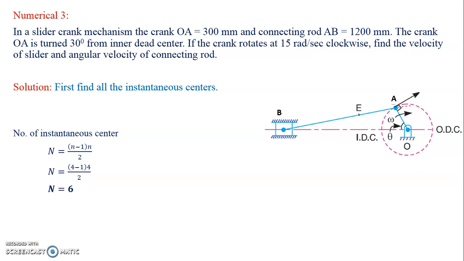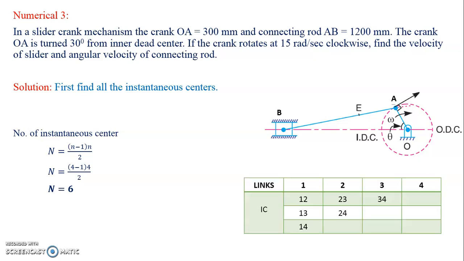Once you get the number of instantaneous centers, make a list of all of them. That is how you write the number of links 1, 2, 3, 4, and then starting from 1 and 2 gives you 1, 2; 1 and 3 gives you 1, 3; 1 and 4 gives you 1, 4. Similarly, 2 and 3 gives me 2, 3, and 2 and 4 gives me 2, 4. And then lastly, 3 and 4 gives me 3, 4. So this is how we make the list of the instantaneous centers.